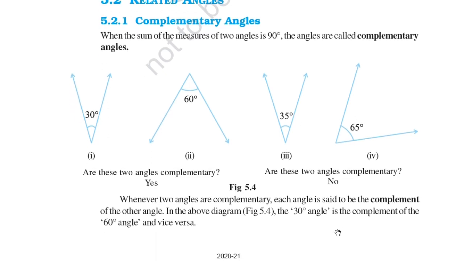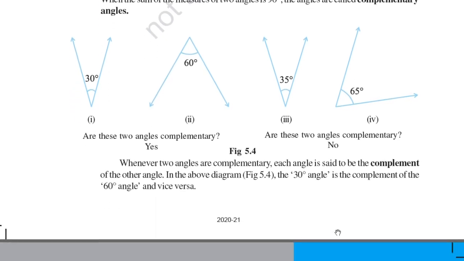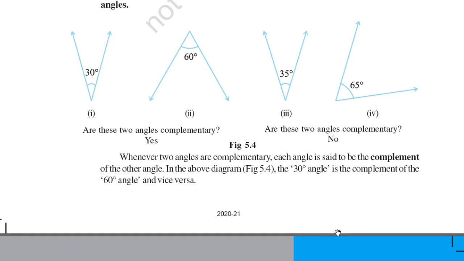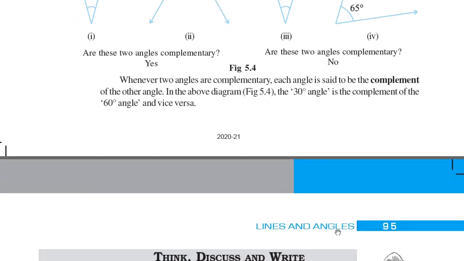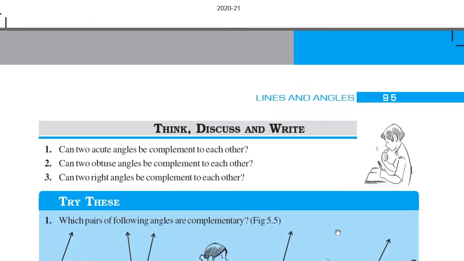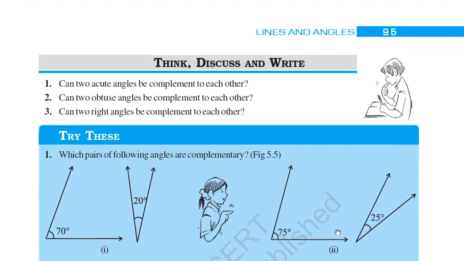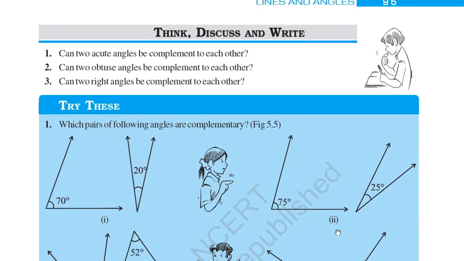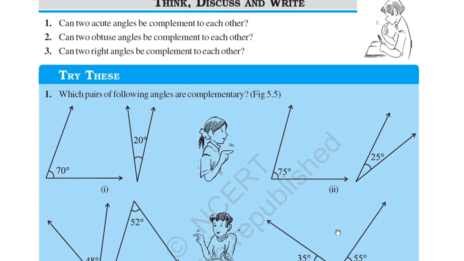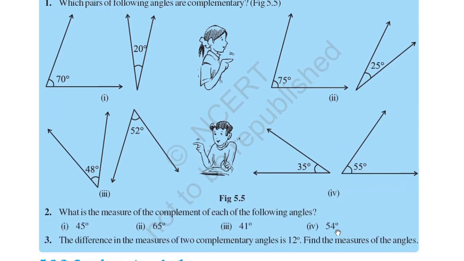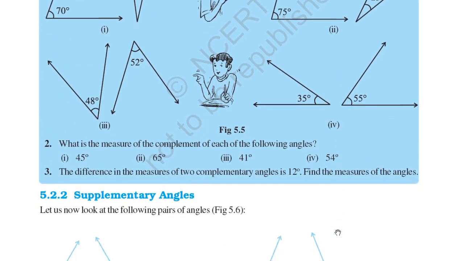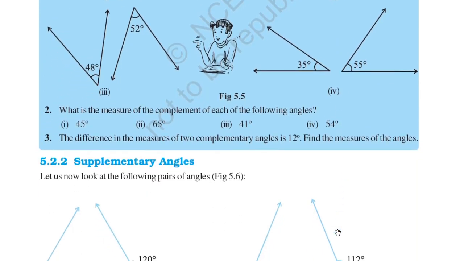When two angles are complementary, each angle is said to be the complement of the other angle. In the above diagram 5.4, the 30 degree angle is the complement of the 60 degree angle and vice versa. Now think and discuss: can two acute angles be complementary to each other? Can two obtuse angles be complementary to each other? And can two right angles be complementary to each other? You can try these pairs and find the answers. If you have any doubt, you can ask in the comment box.